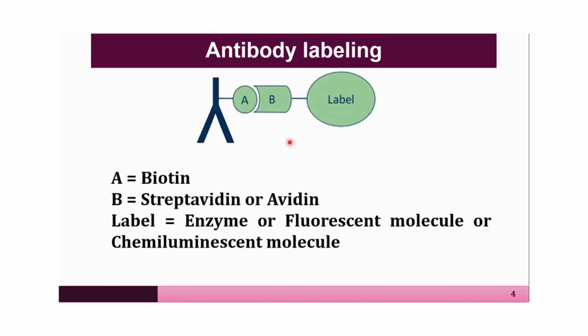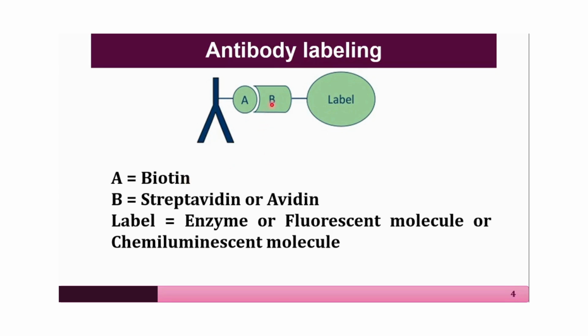In this diagram, the A stands for biotin. Biotin is vitamin B. It's a soluble molecule. It has a strong affinity to the FC arm of the antibody. The FC arm of the antibody can bind to the biotin molecule.